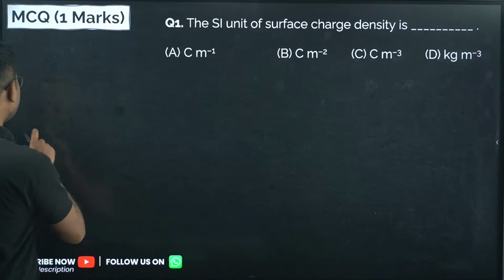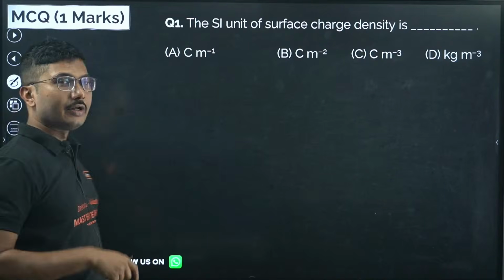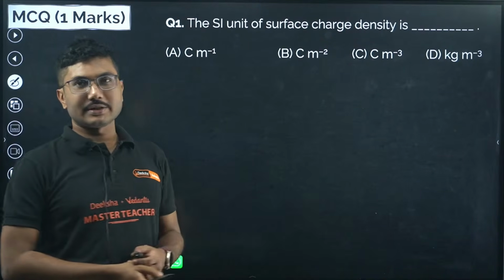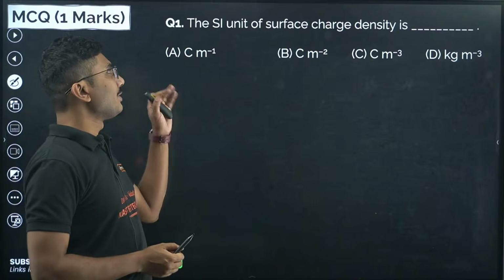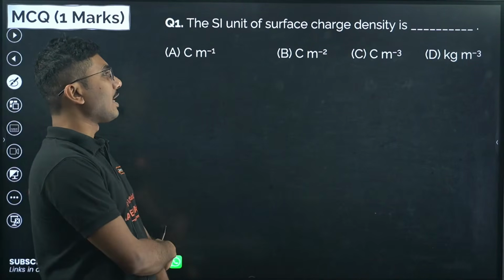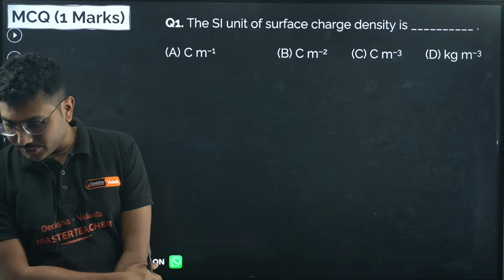All fixed marks, 5 marker, 2-3 marker, and some practice MCQs. I don't say that these MCQs will come, but obviously after doing 200 MCQs yesterday, you should be able to answer these MCQs. These are different MCQs. So let's see. SI unit of surface charge density is. What is the SI unit of surface charge?